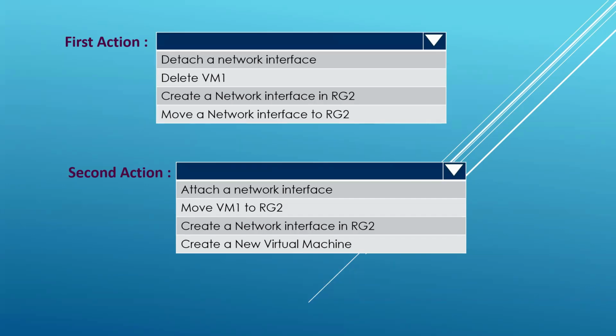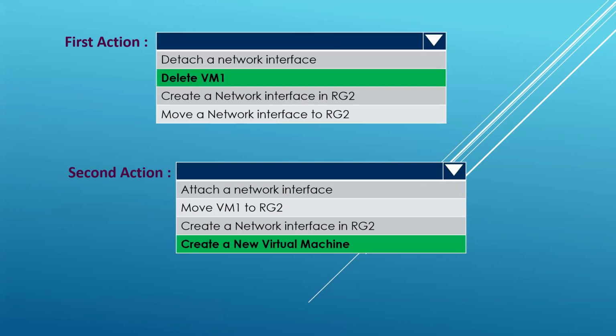So what you need to do here is identify the disk used by VM1, which is disk1 in this case. You delete VM1 itself while ensuring disk1 is retained, and then recreate the VM in the target virtual network, VNet2, and attach the original disk1 to it. So for the first action, you will delete VM1, and for the second action, you will create a new virtual machine. Obviously, the steps that I explained just now were in detail, but for the scope of this question, the first action would be delete VM1 and the second action would be create a new virtual machine.